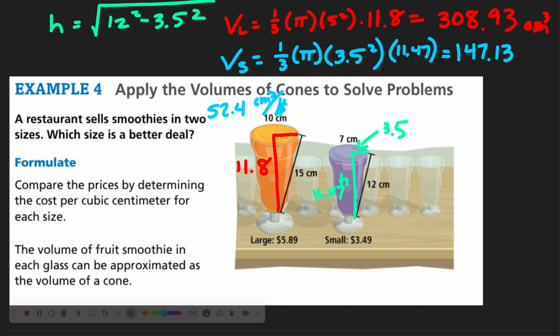And the other one is going to be 147.13 divided by 3.49. This is going to be 42.16 cubic centimeters per dollar. And so the better deal, as usual, is the large. Buy in bulk. Drink milkshakes. Whoa!